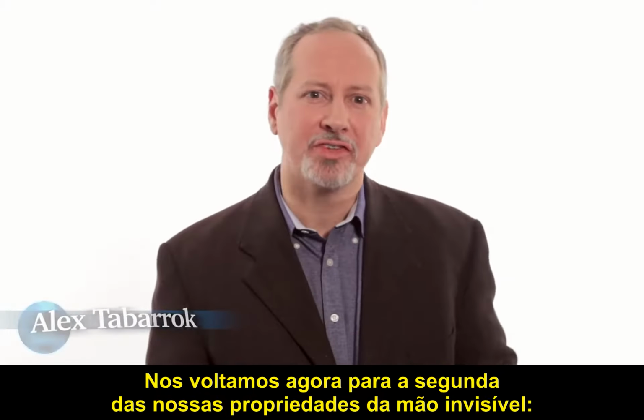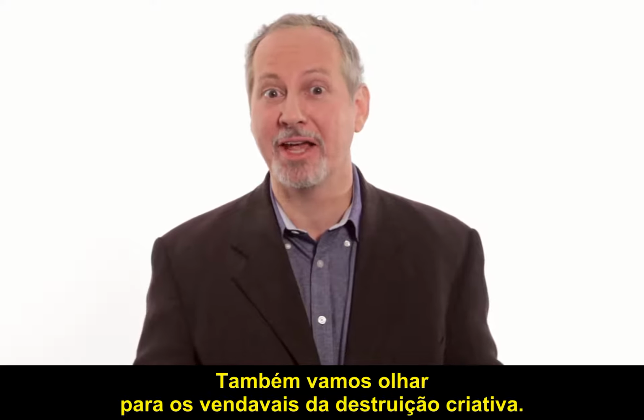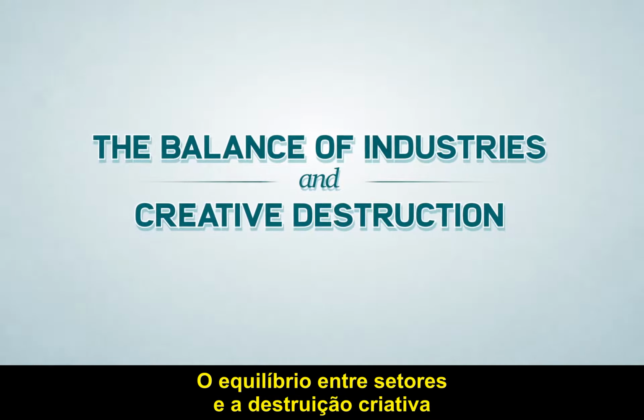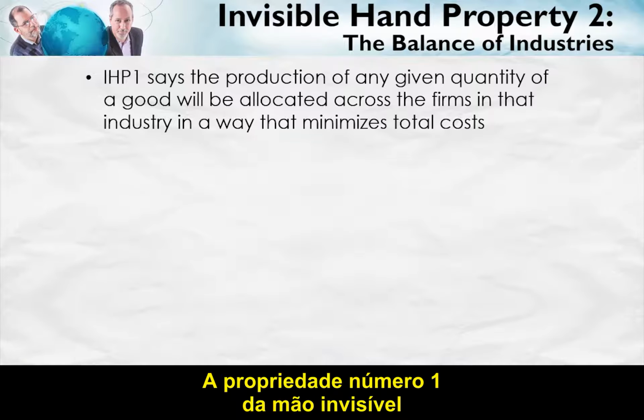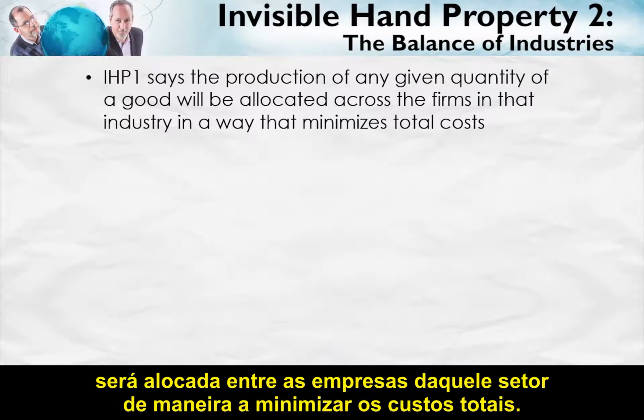We turn now to the second of our invisible hand properties, the balance of industries. We're also going to look at the gales of creative destruction. Invisible hand property number 1 says that the production of any given quantity of a good will be allocated across the firms in that industry in a way that minimizes total costs.